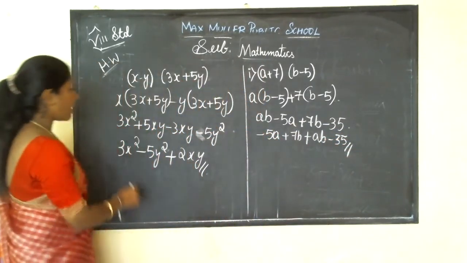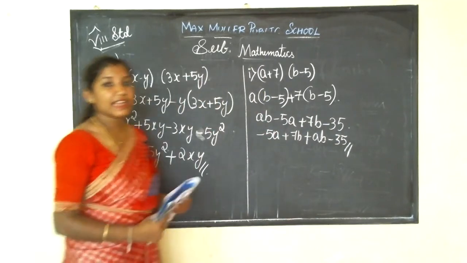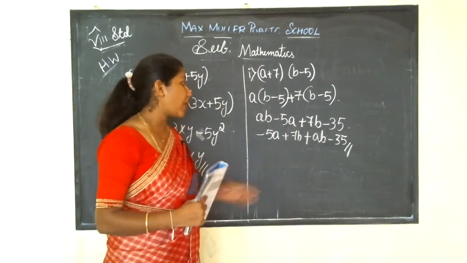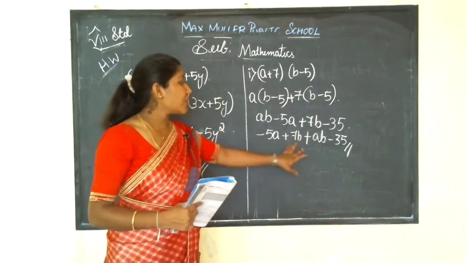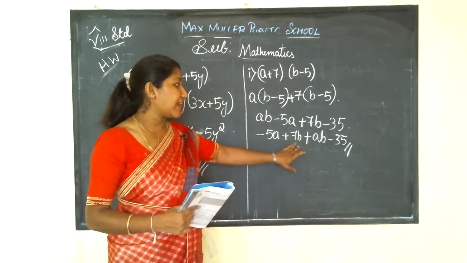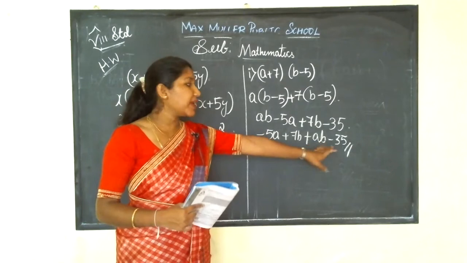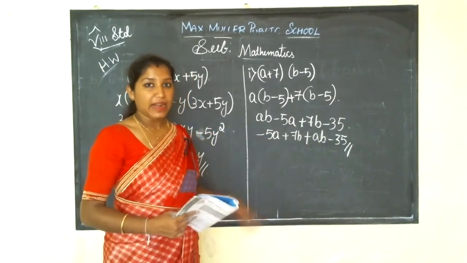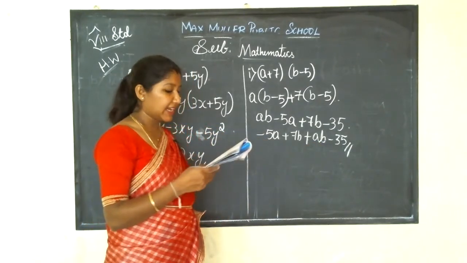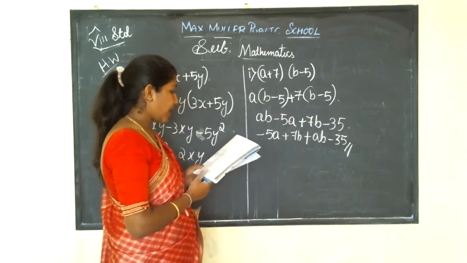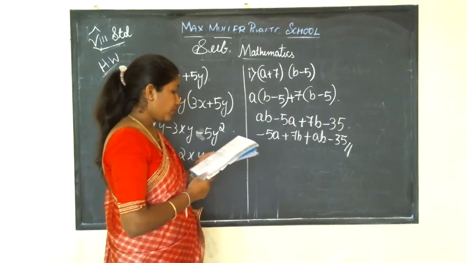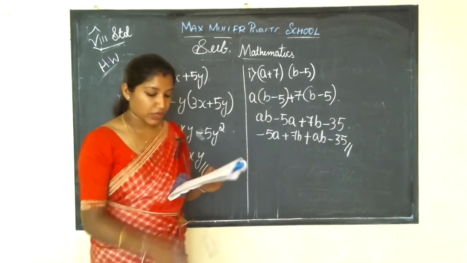I mean, this is all like a square plus 2ab plus b square. Like order wise you have to write. See, first a, then b, then later ab minus 35, like that. Understood? Hope you are all understanding it, students. Please try in your book, okay?